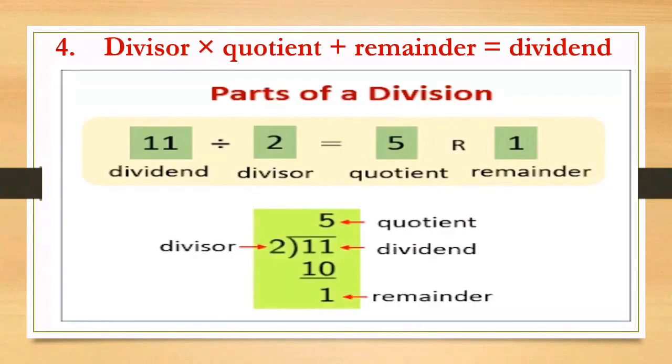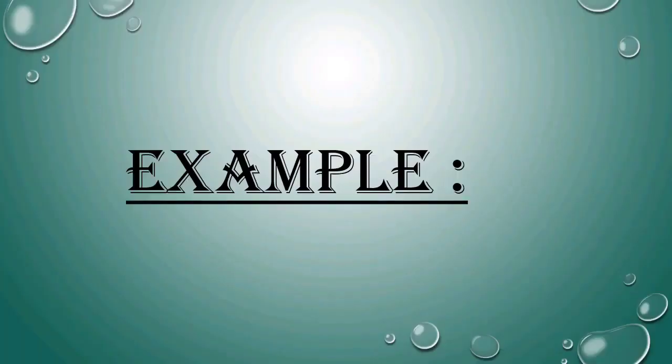Fourth property is the different parts of the division. We have 4 parts of division, that are divisor, quotient, remainder, dividend. Suppose 11 divided by 2. If we divide 11 by 2, we get 5 as quotient and 1 as remainder. So, how do we get the dividend? Dividend is equal to divisor multiplied by quotient plus remainder. This is the formula.